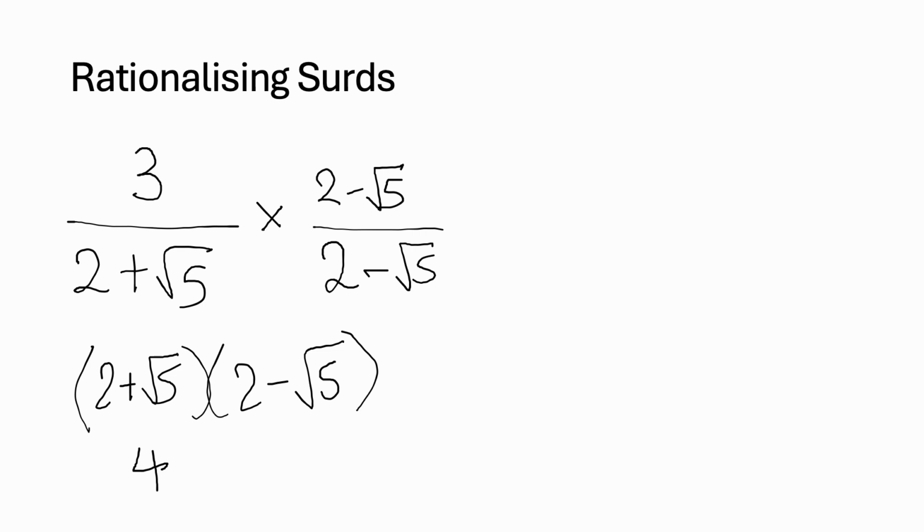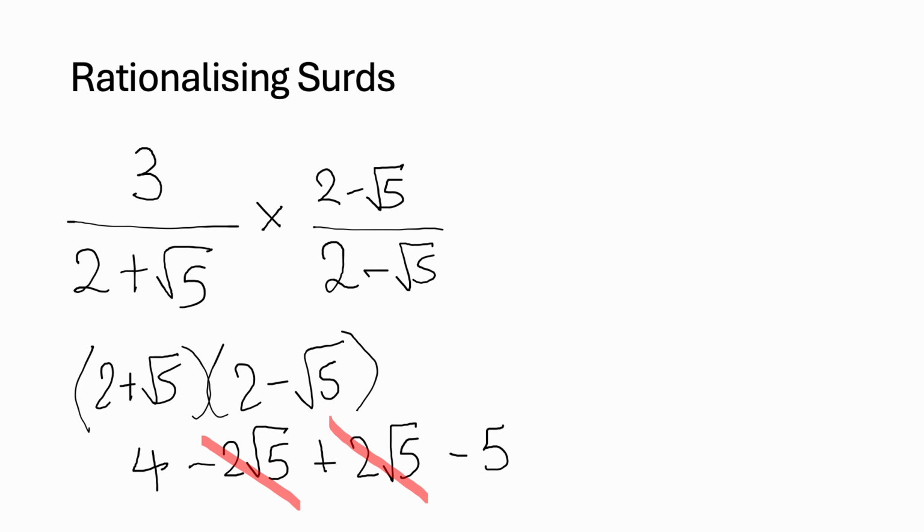Outside is 2 times minus root 5, so minus 2 root 5. Inside, root 5 times 2, which is positive 2 root 5. And then last, root 5 times negative root 5, which is 5. The minus 2 root 5 and the positive 2 root 5 will essentially cancel out each other. So these two cancel out. So essentially all we are doing is 4 minus 5.